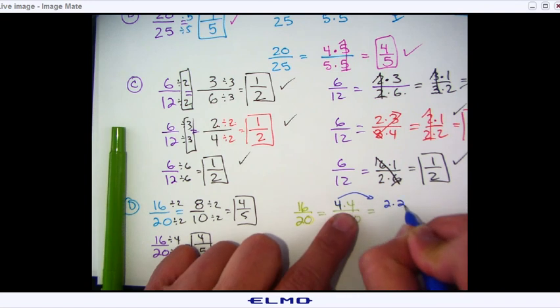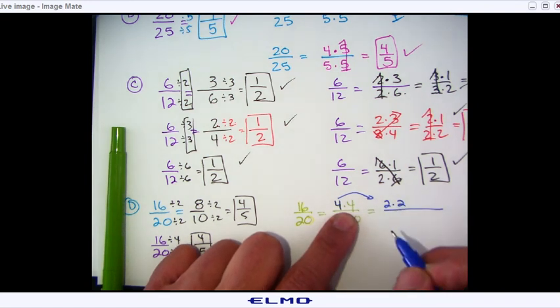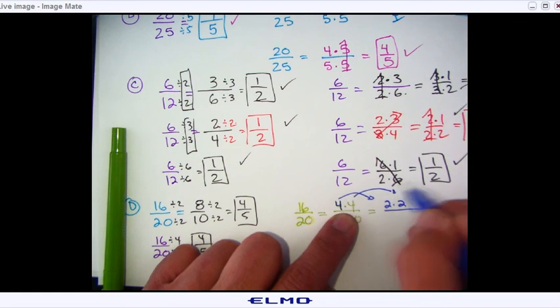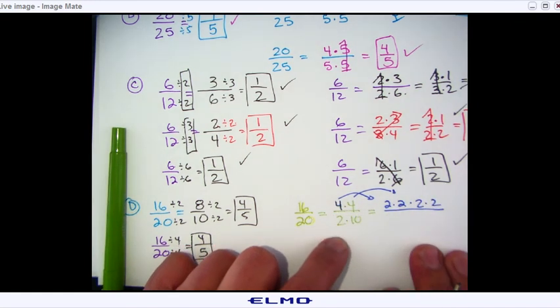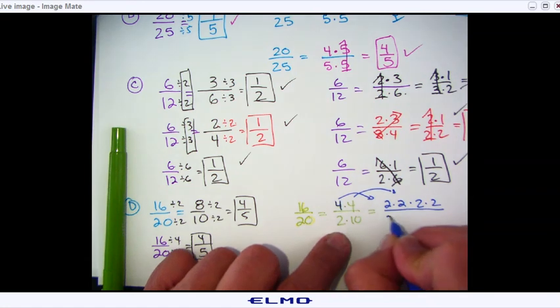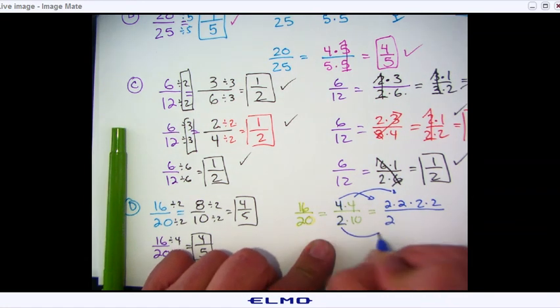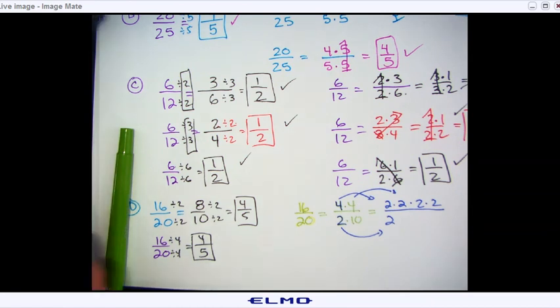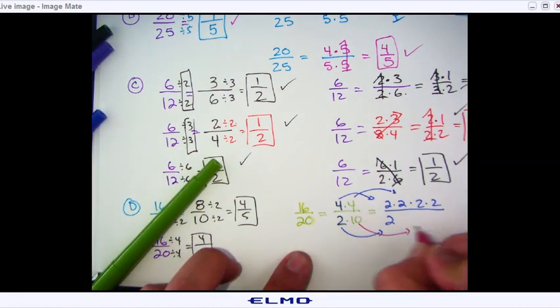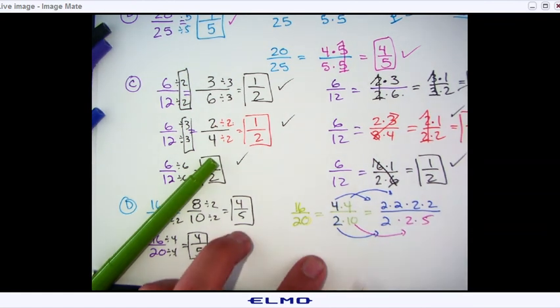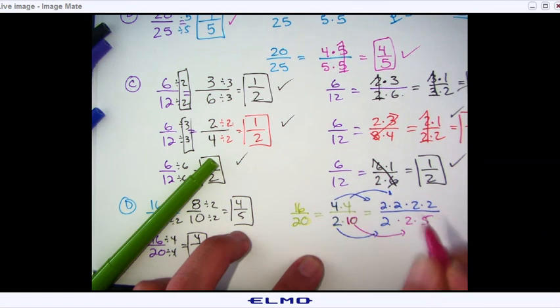Isn't that 2 times 2? Right? And then this 4 is also 2 times 2. And then here on the bottom, you have 2. But then what's the 10? 10 is 2 times 5. See that? That's your 10. I'll put it in red.